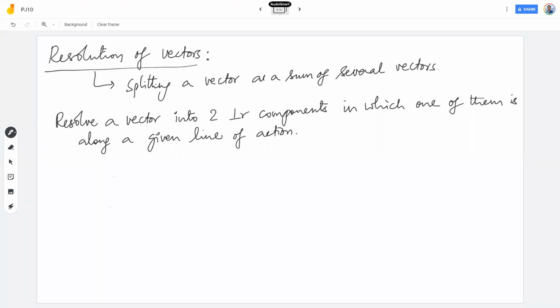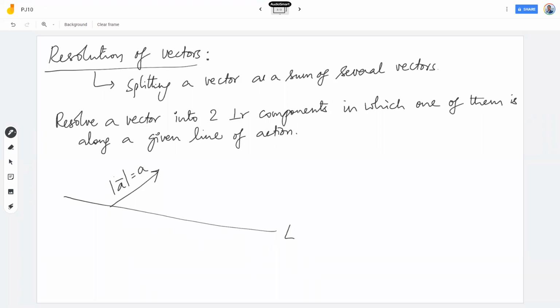So what does it mean? Say, for example, I have a vector A bar and its magnitude is, let us say, A, and I have a random line L. I want to resolve the vector A bar into two components such that those two components are perpendicular to each other, and one of the components must be along the line L. Obviously, the other will be perpendicular to the line L.